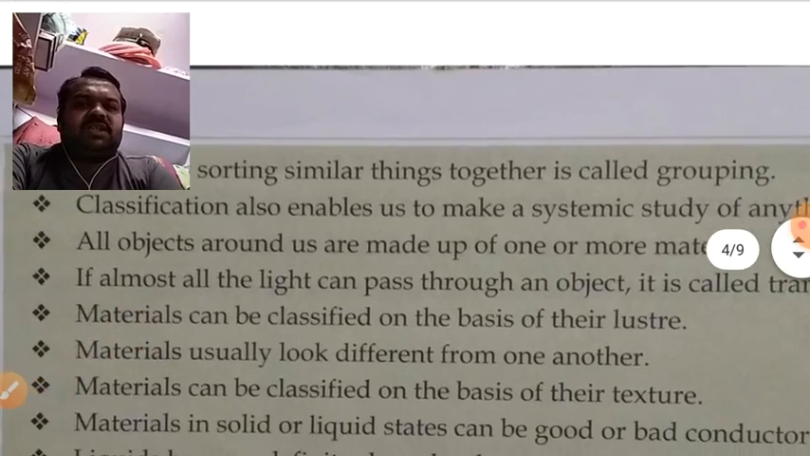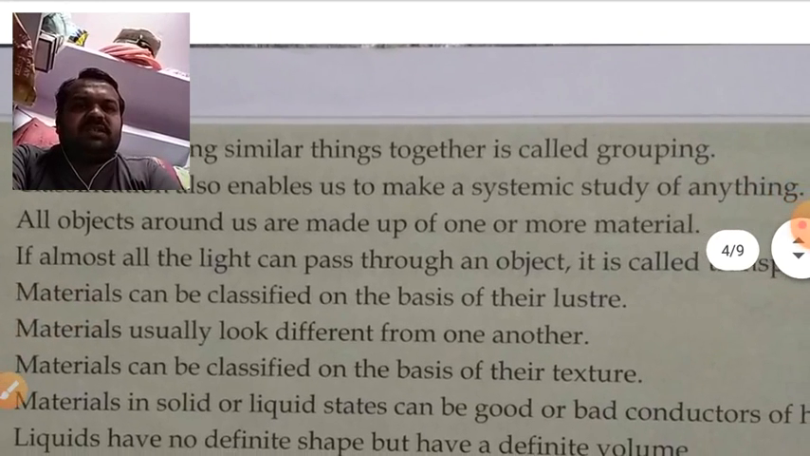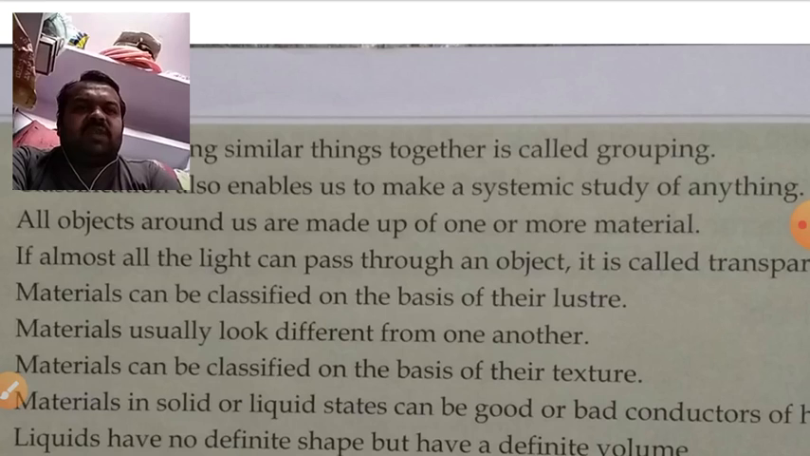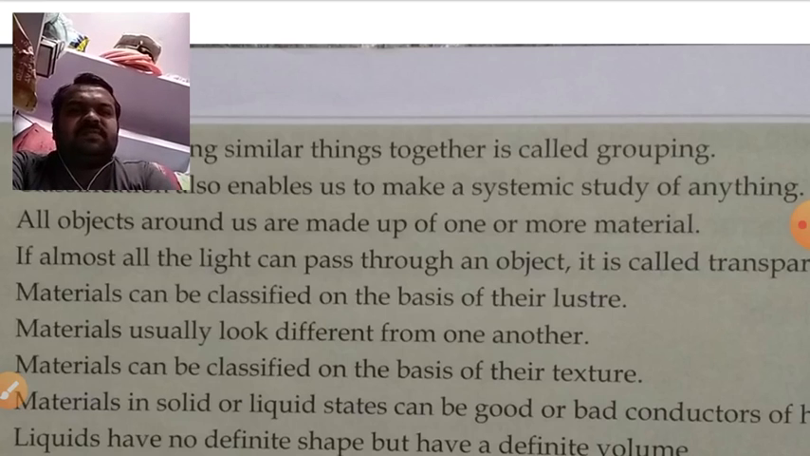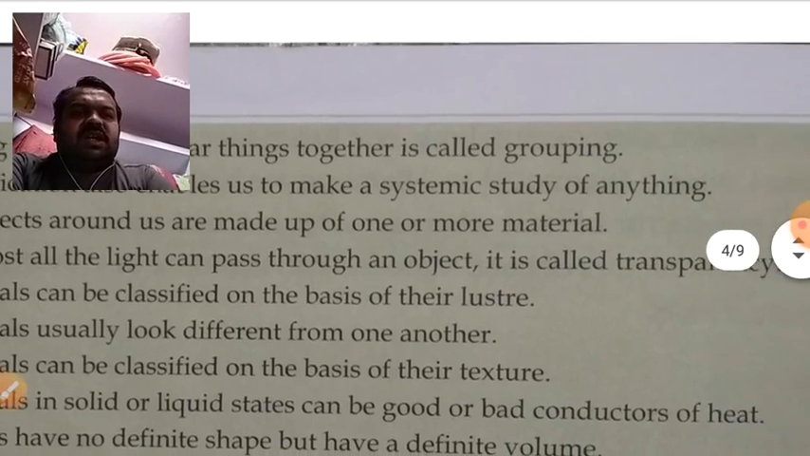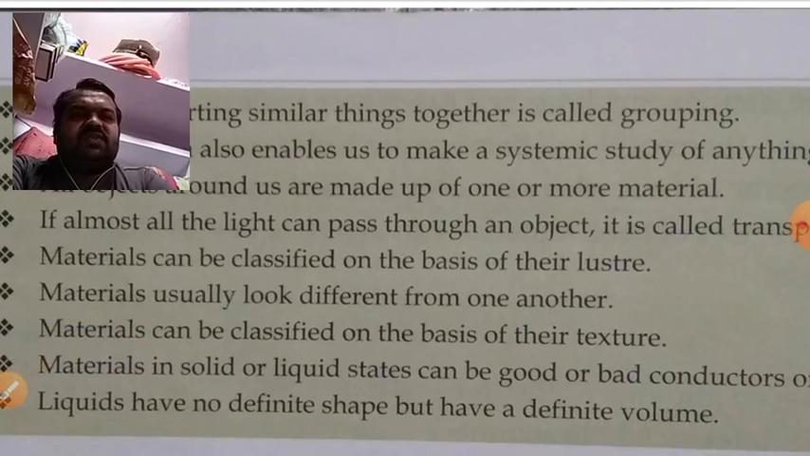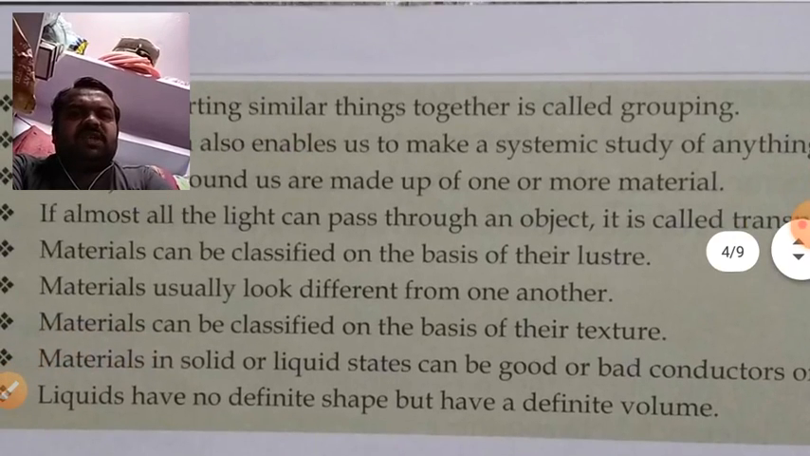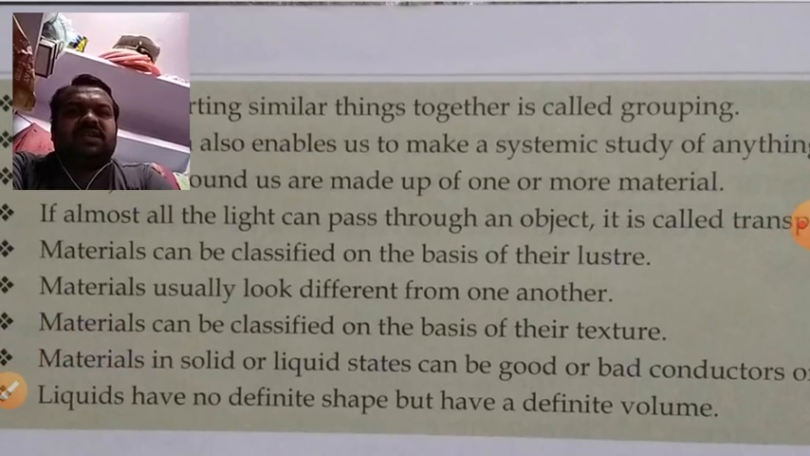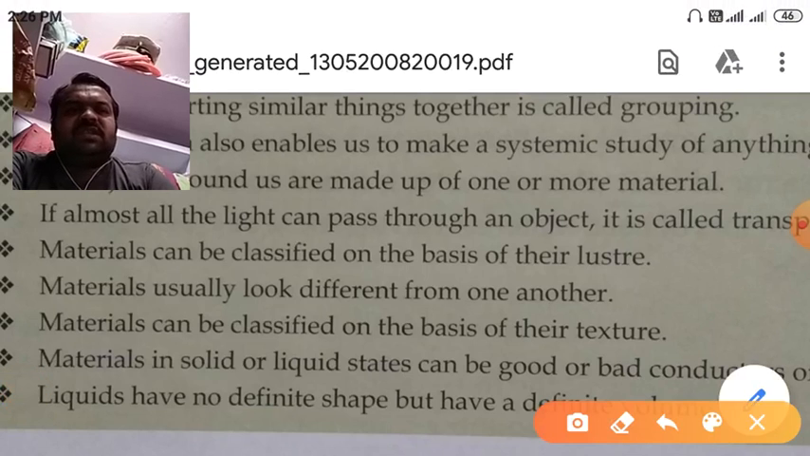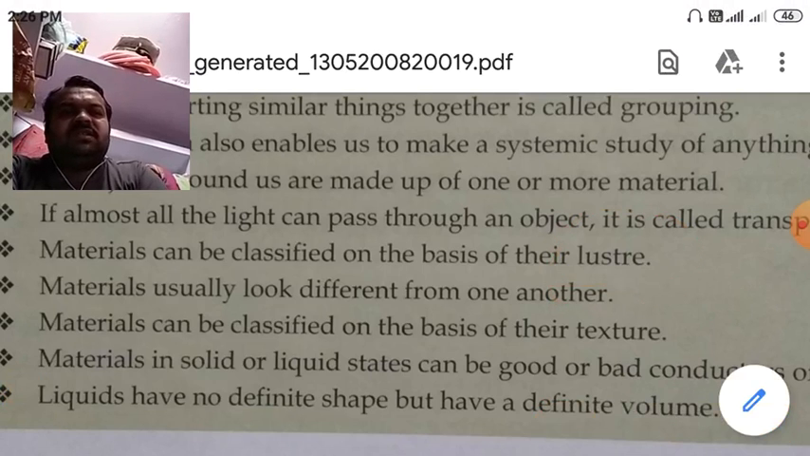Third point is, all objects around us are made up of one or more materials. If almost all the light can pass through an object, this property is known as transparency. Materials can be classified on the basis of their luster. Luster means a kind of shine a material has.